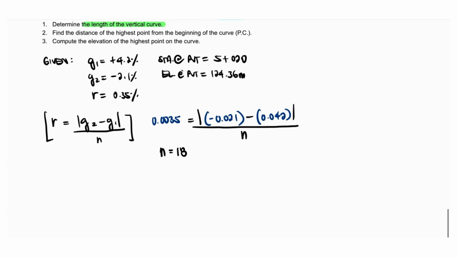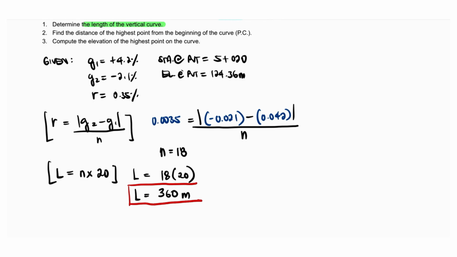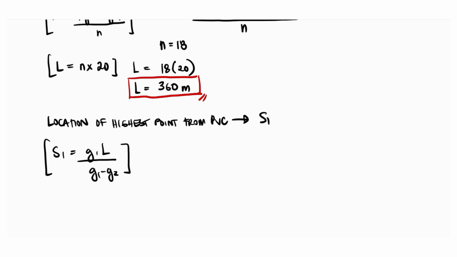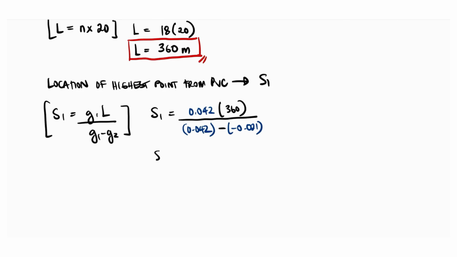meters. The first requirement of this problem is to determine the length of the vertical curve. Using the rate of change of grade formula, substitute the values given and compute the value of n. Then the value for n is 18. To determine the length of the vertical curve, L, we will multiply 18 by 20. The value of L is therefore equal to 360 meters.